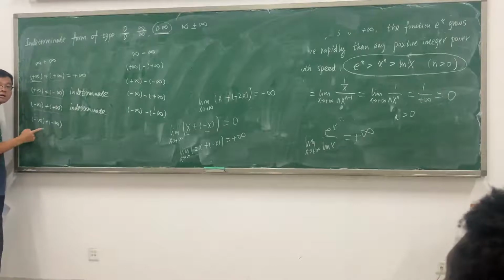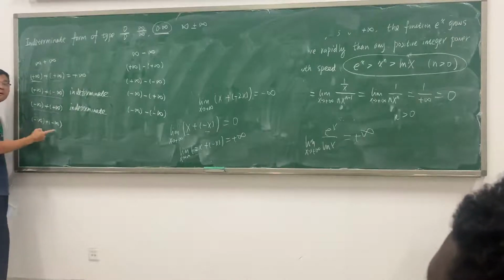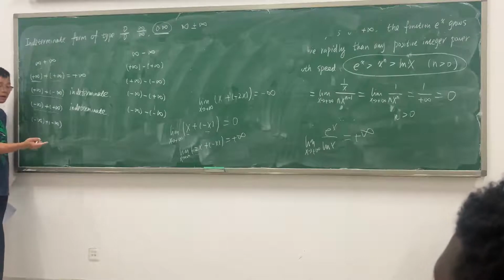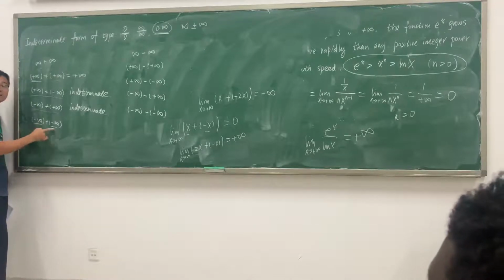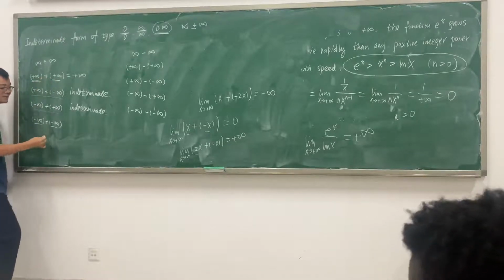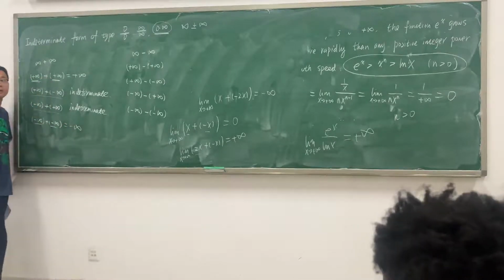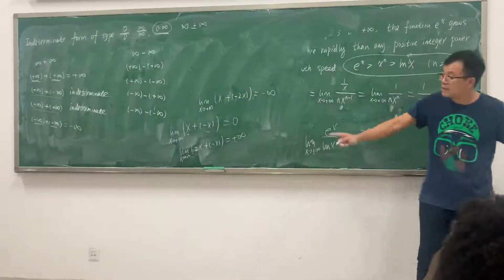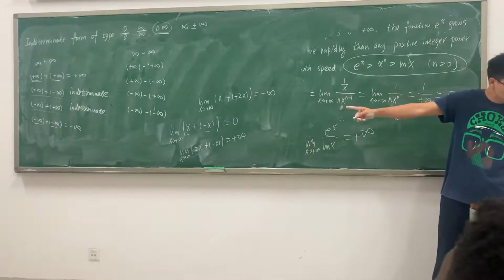Now for minus infinity plus minus infinity, this one is minus infinity. They are the same class, so here is minus infinity. So for the first four we have two indeterminate forms.